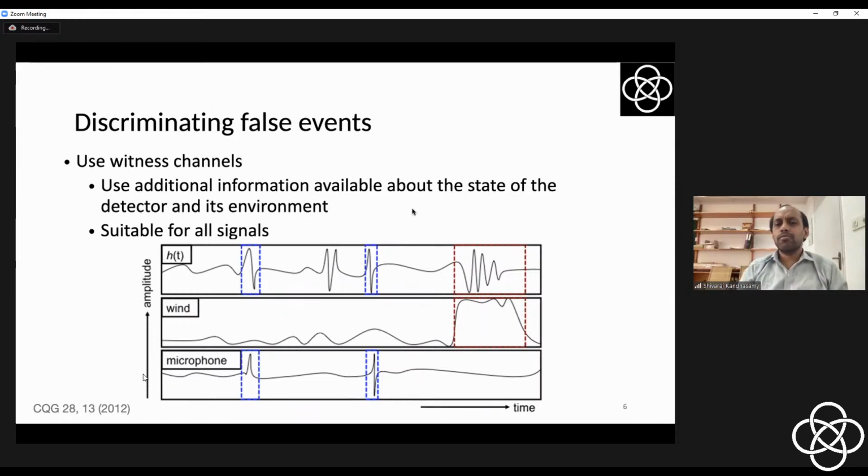And this method is suitable for all signals. You don't have to know the exact signal model. Here I don't have to know exactly what the signal model is, but if I see the coincidence, then most probably I will disregard this in our strain channel data.